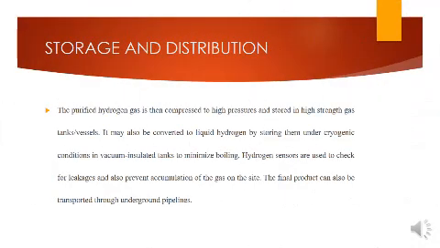Storage and distribution. The purified hydrogen gas is then compressed to high pressures and stored in high-strength gas tanks. It may also be converted to liquid hydrogen by storing it under cryogenic conditions in vacuum-insulated tanks to minimize boiling. Hydrogen sensors are used to check for leakage and also prevent accumulation of the gas on the site.